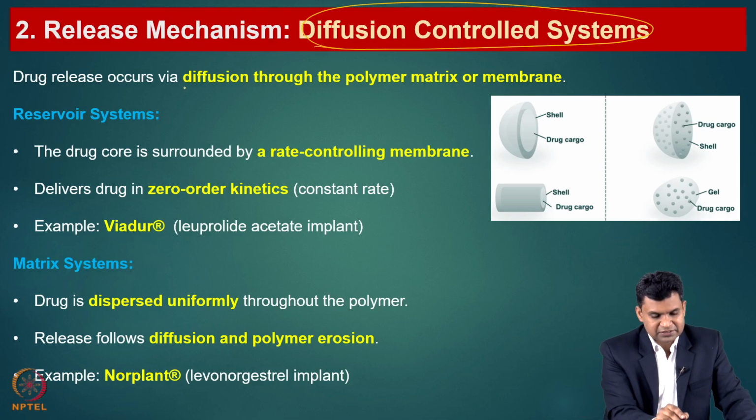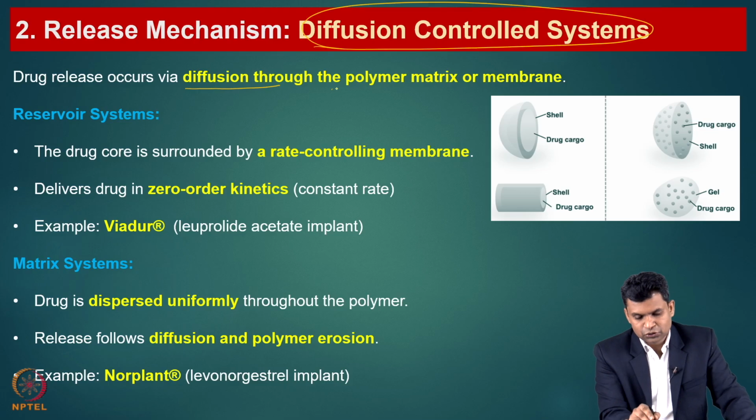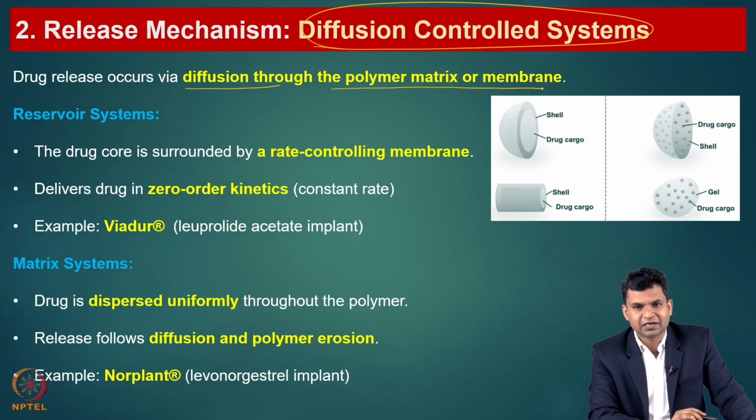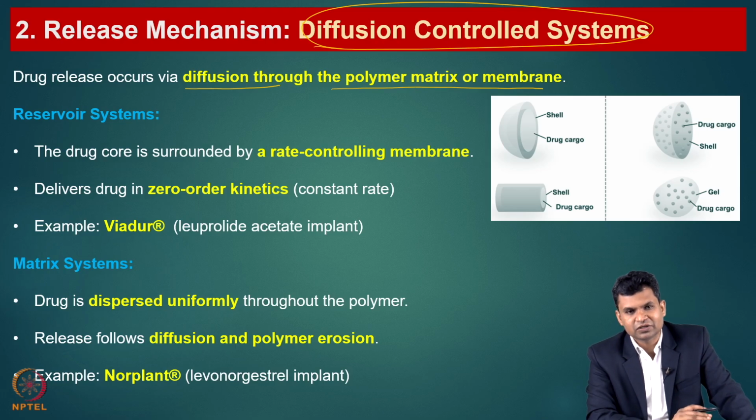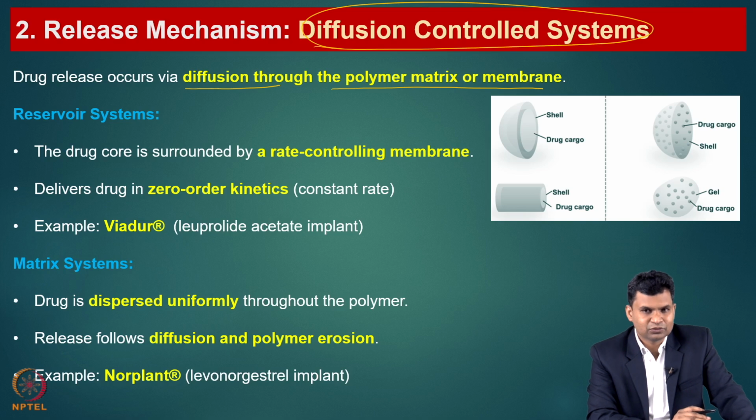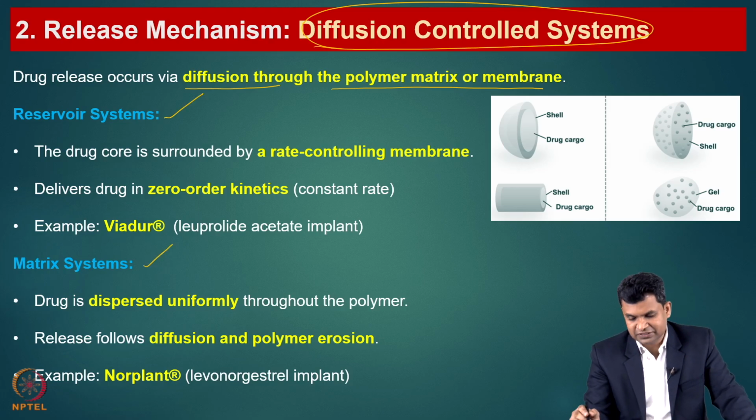Drug release occurs via diffusion through the polymer matrix or membrane. Now, we have seen this in detail in controlled drug delivery systems, which work on diffusion and dissolution control. We have seen the combinations also. Now, we know that two systems are there, one is the reservoir system, the second one is the matrix system. Now, we can see that in the pictorial representation.